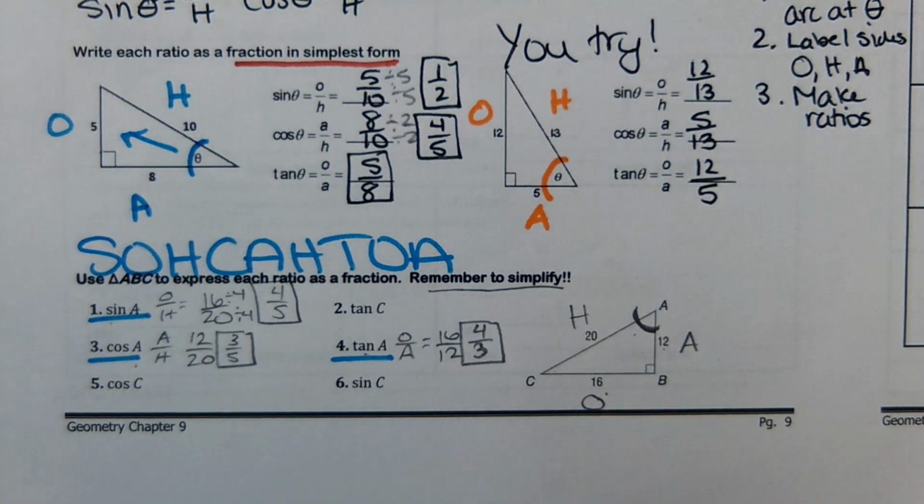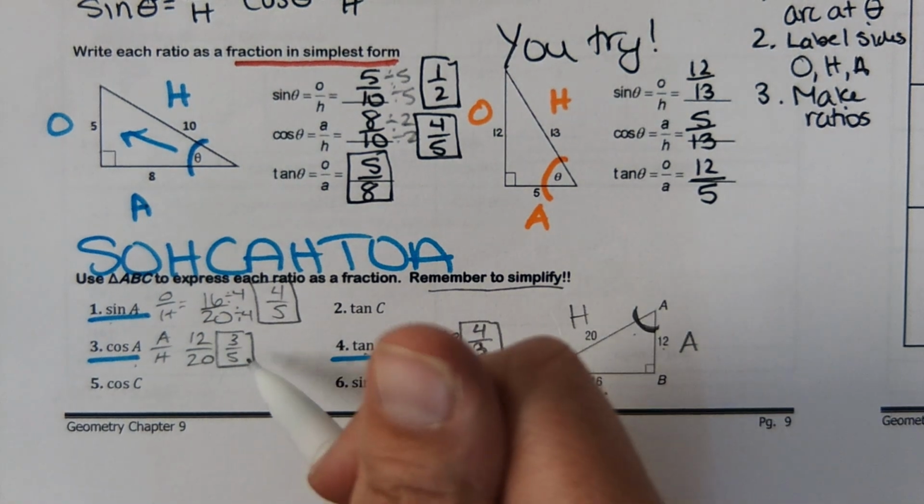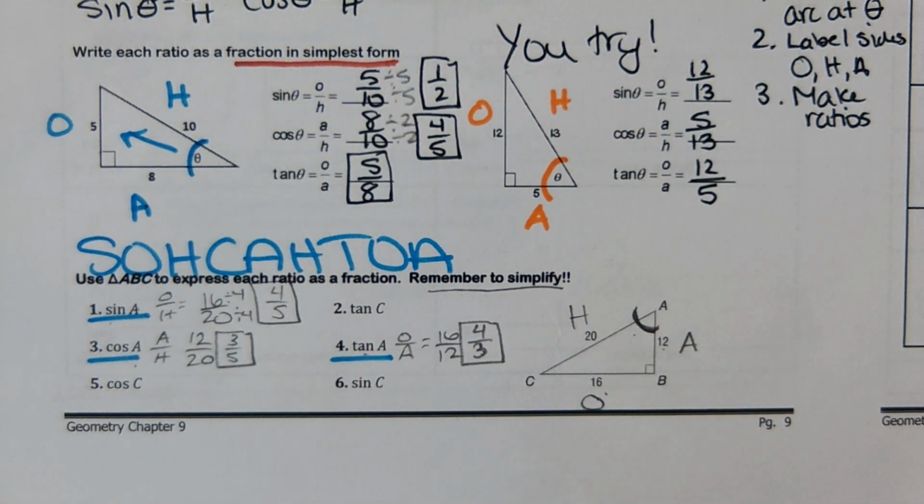Just for right now, just simplify when it says to simplify. Eventually, when we plug stuff in the calculator, it won't matter whether it's simplified, but we're not there yet. And often on testing, there are questions where they just want you to do the ratio without the calculator. So yeah, that's how you do it.